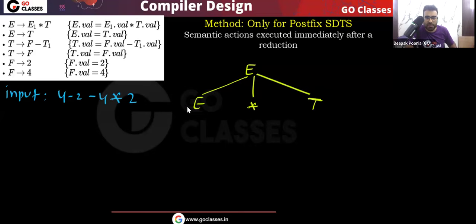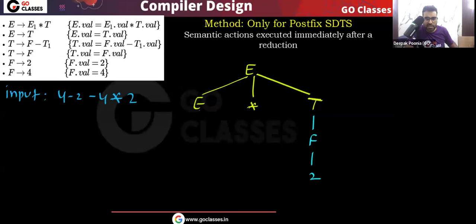Next, you can see that I got 1 star. Now to the left of this star, I want 2 minus. So remember, this T will go to F, and F will go to 2, because to the left of star, I want 2 minus.